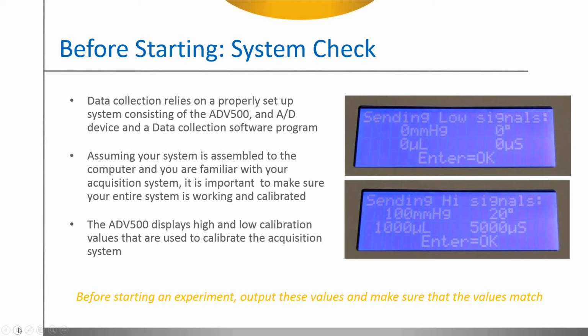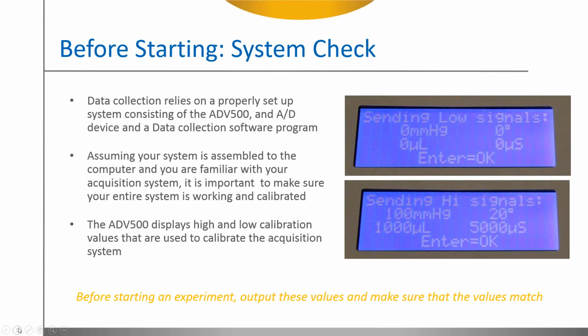Before starting, data collection relies on a properly set up system which will consist of the ADV 500 and an A to D device and a data collection software program. Assuming your system's assembled to your computer and you're familiar with your acquisition system, it's important to make sure that your system is working, calibrated, and ready to go.